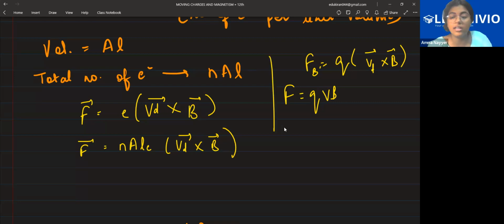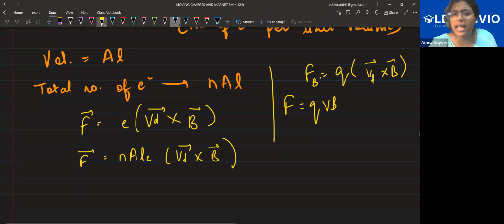Anyways, good, Rishita. Now, class, one thing: that is for just a single electron. If we have the total cylinder present, why am I saying cylinder? Because a wire is in the form of a cylinder. So this is the wire, and N A L will be multiplied to this E.